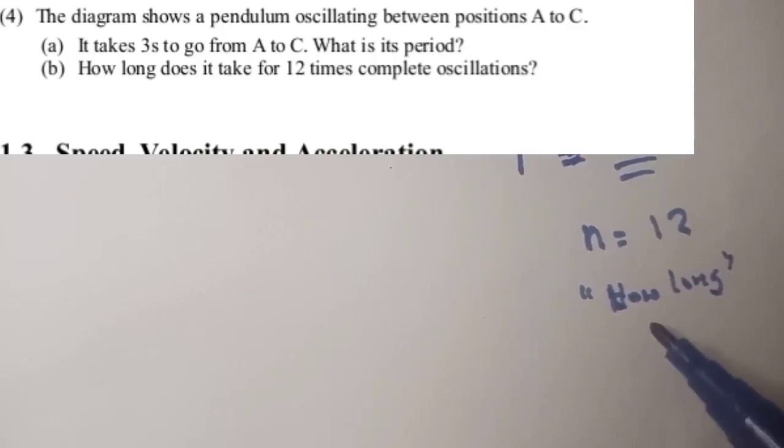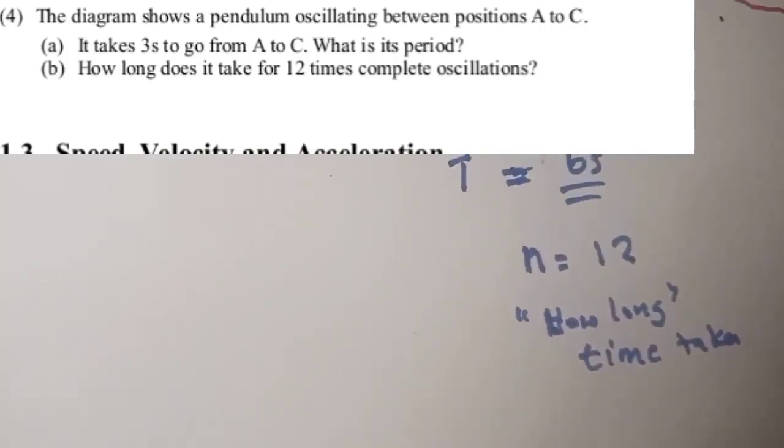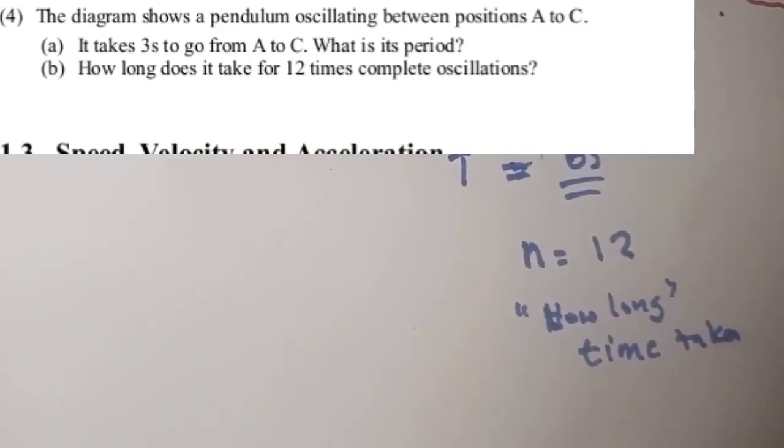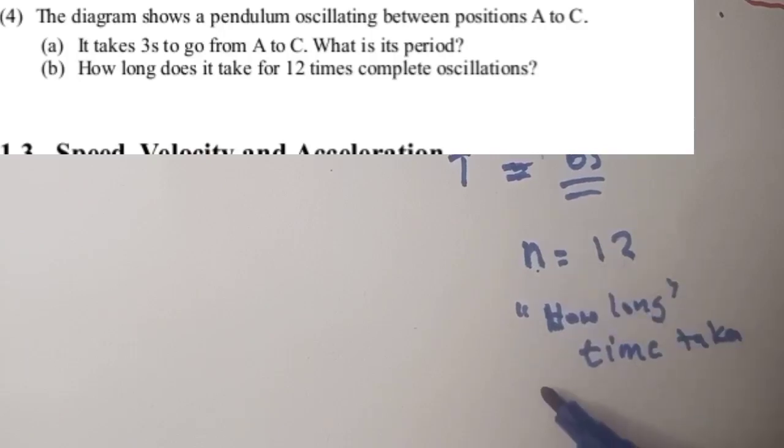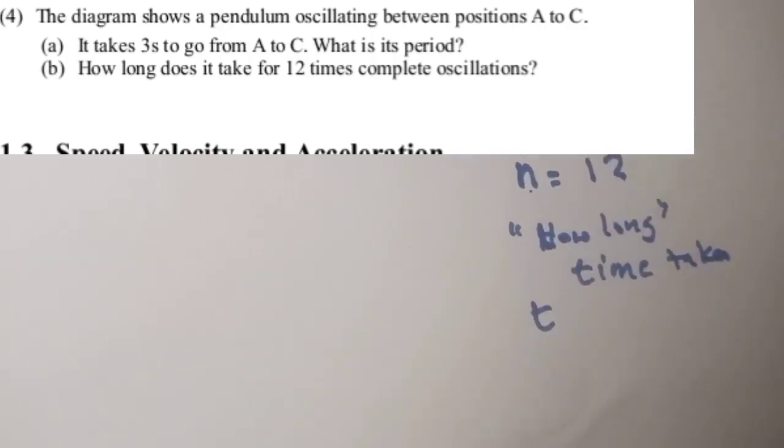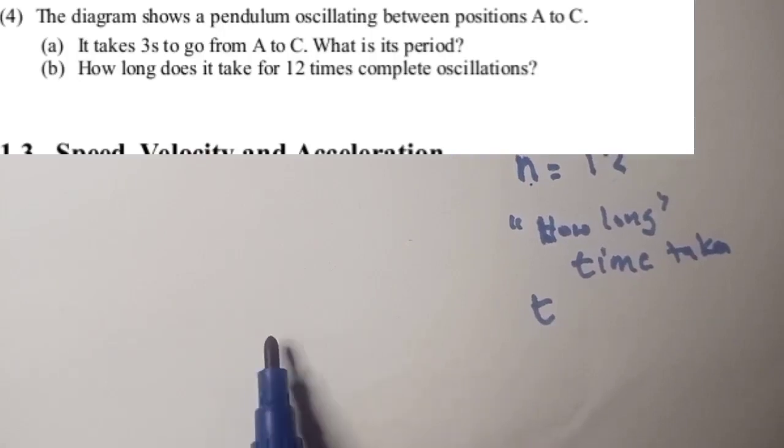Whenever you are asked how long in physics, they're simply asking you to find the time taken. So you need to know the language of physics again. How far means you're finding the distance. How long does it take? You're finding the time. Right? So we've been given n, and t, small t, is what we're finding.